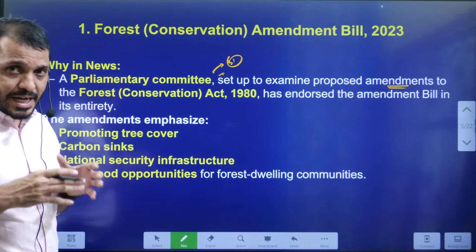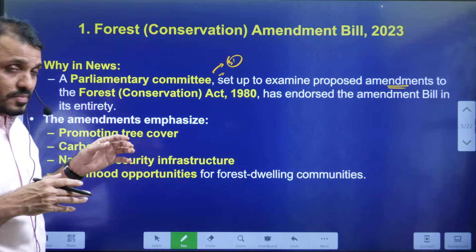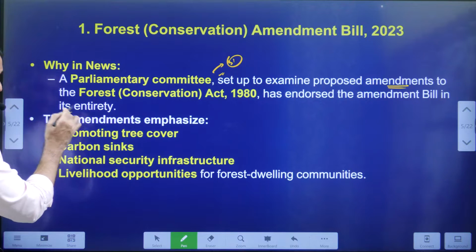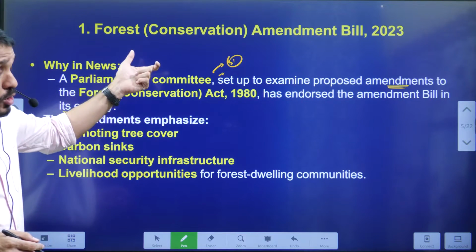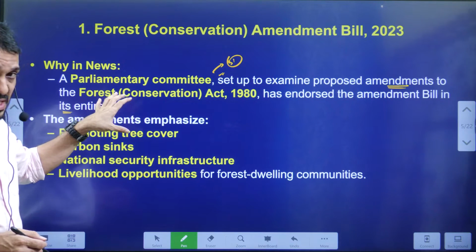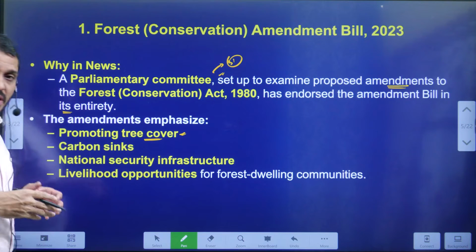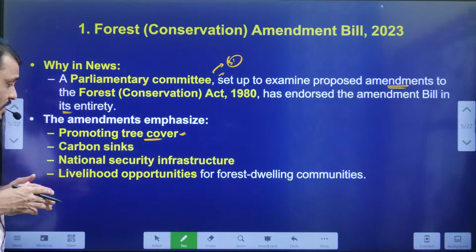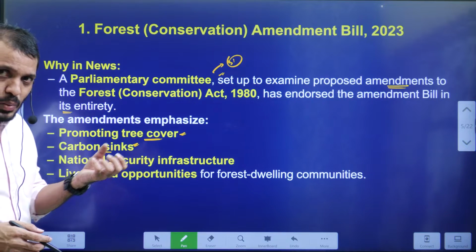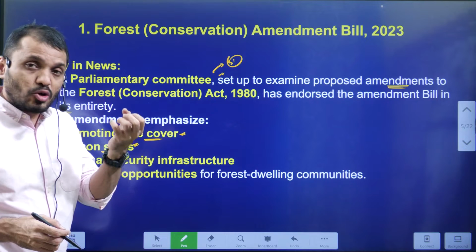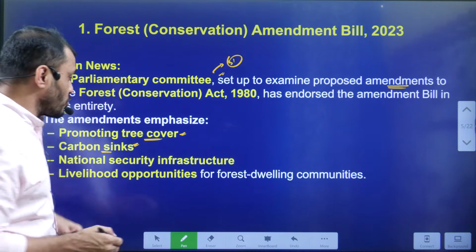Now the Parliamentary Committee endorsed it, that means it supported it without any further changes, and this bill is going to be introduced before the Parliament. What are these amendments? What amendments are going to be made to the Forest Conservation Act? These amendments say that they will promote the tree cover in the forest area and improve the carbon sink. Carbon sink means, obviously, when tree cover is increased, the amount of carbon dioxide absorbed from the environment will also increase.